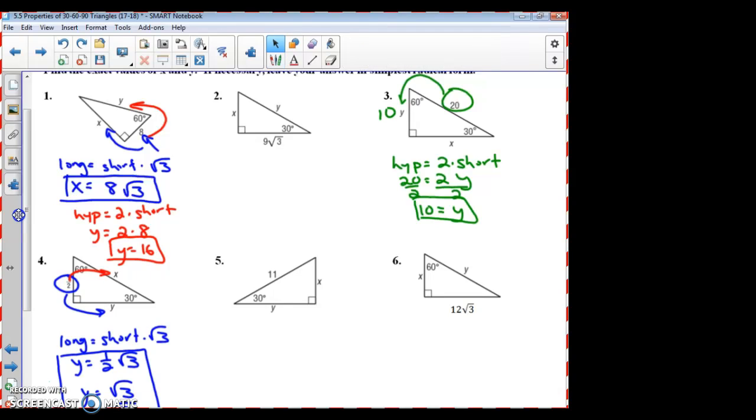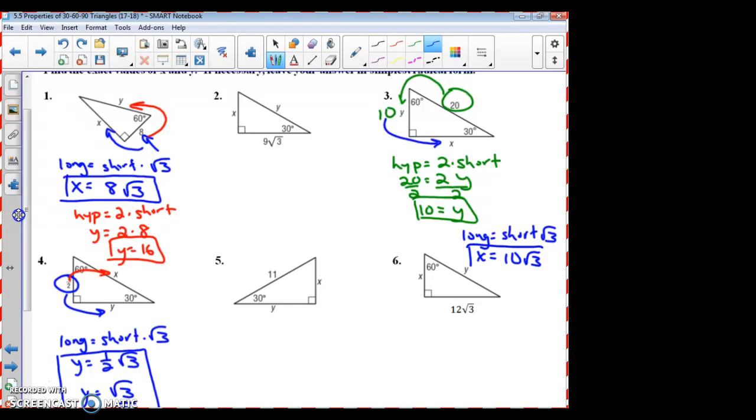Now that we have the short side, we can continue to find the long side. We know that the long side is equal to the short times the square root of 3. And so if we substitute in, the long side is unknown, the short side was 10, we see that the long side has a length of 10 square roots of 3. So again, at this point in the video, please pause, try question 5.